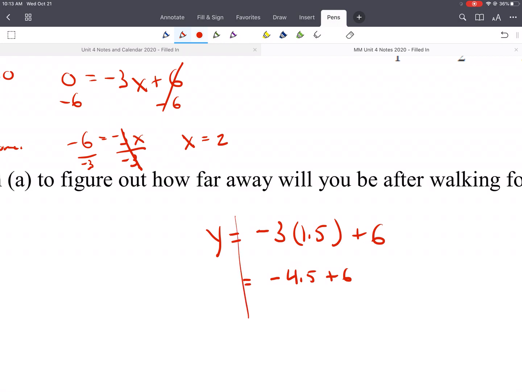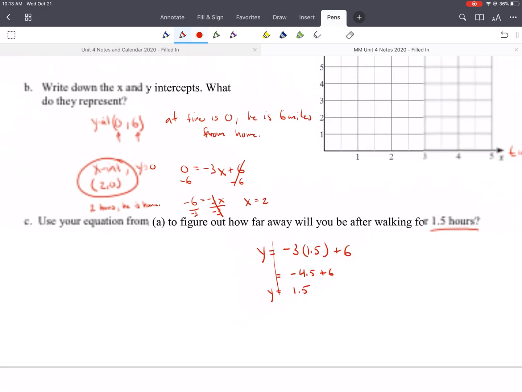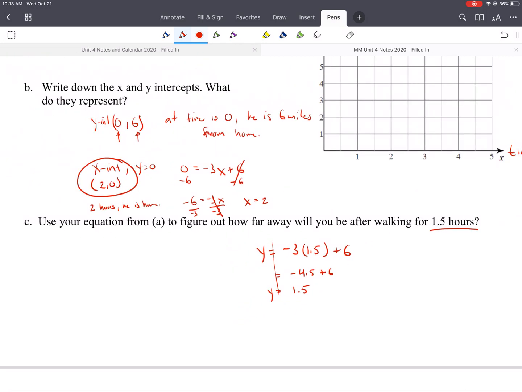And here we would end up getting, what does that give us? It gives you 1.5. So that tells us that after walking for an hour and a half, he is 1.5 miles away from home.